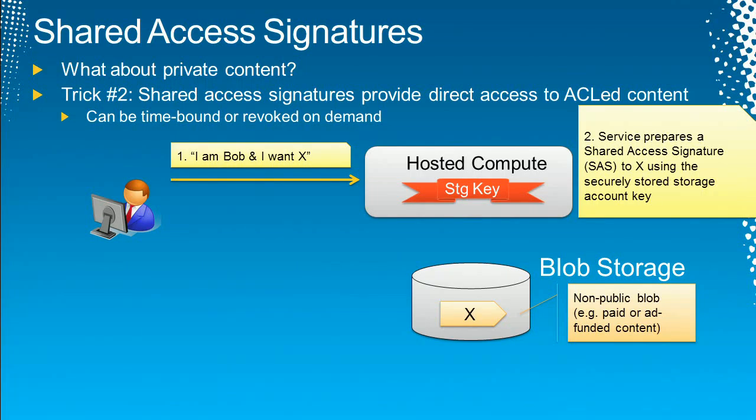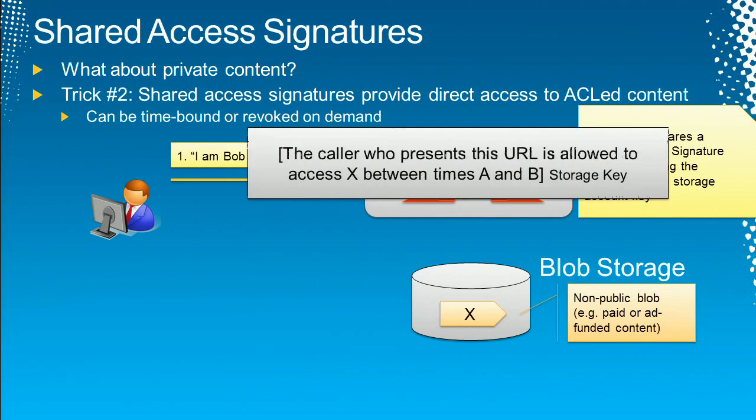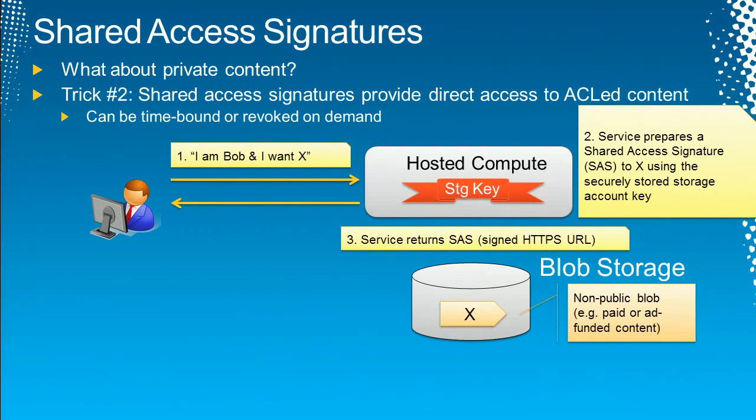You can go ahead and prepare a shared access signature for Bob to see X for a certain time window. That shared access signature is just a URL, and it says, whoever presents this URL is allowed to access X between time A and B, signed by the storage account key. Your service does not need to talk to blob storage to construct this URL. You just use the functions in the storage client library to construct the URL. It automatically signs it, and then you transmit that shared access signature back to Bob. So far, nobody's talked to blob storage. This has all been done between Bob and your service, and that's a relatively lightweight transaction.